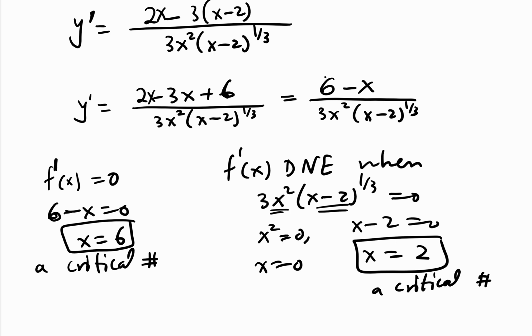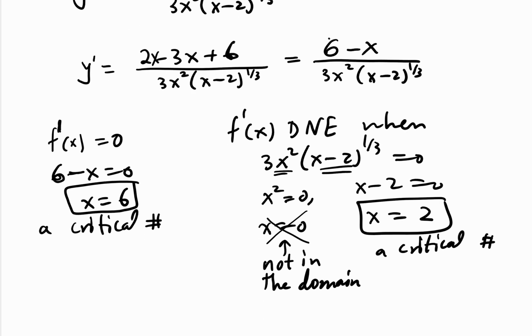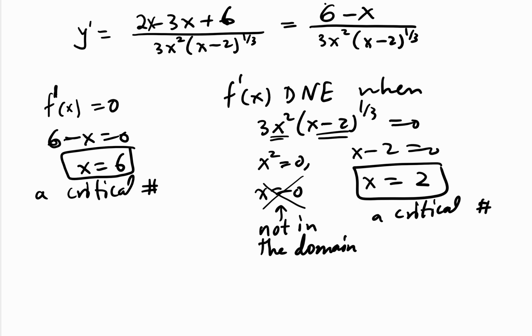But guess what? 0 doesn't work because it's not in the domain. So this one is not in the domain. Remember we said the domain is all real numbers except 0. So this function has two critical numbers. One is 6 and the other one is 2.